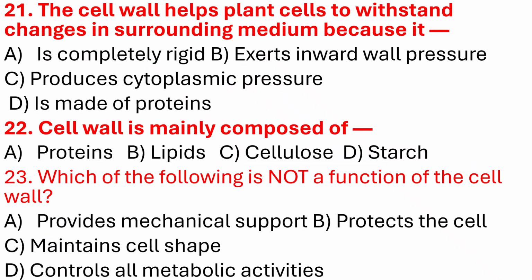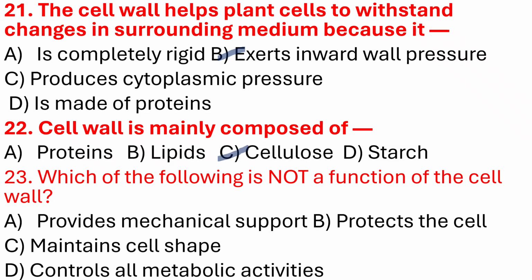The cell wall helps plant cells to withstand changes in the surrounding medium because it is completely rigid, Option B, exerts inward wall pressure, Option C, produces cytoplasmic pressure, Option D, is made up of proteins. Exerts inward wall pressure. Cell wall is mainly composed of proteins, lipids, cellulose and starch. Cellulose.